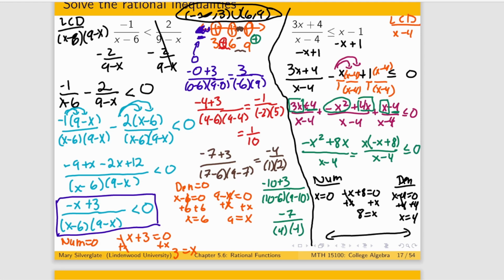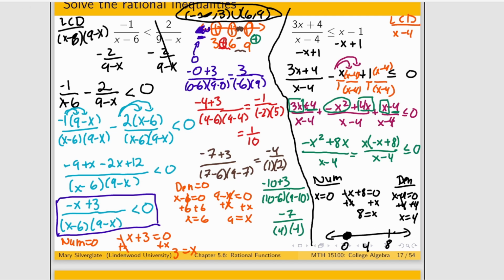Now we're ready to put this on our number line. So we've got 0, we have 4, and we have 8. Here in particular, for the numerator, since this is a less than or equal to sign, we're going to want to put closed circles because it's allowed to equal those numbers. While for, oh, that was the wrong, 4 is not associated with the numerator. Well, for the denominator, for x equals 4, that needs an open circle because we're not allowed to equal 4.